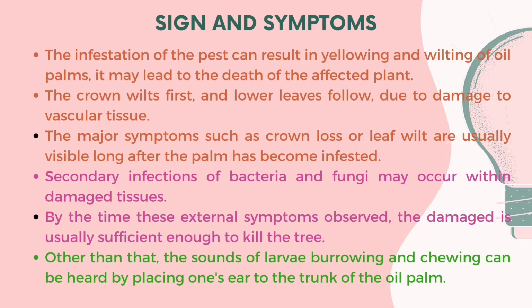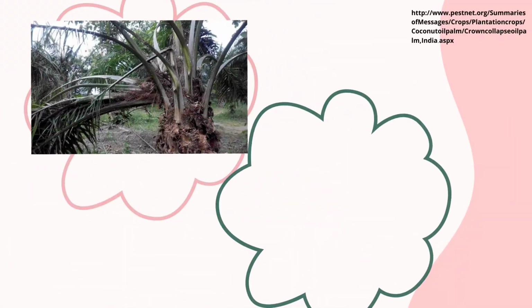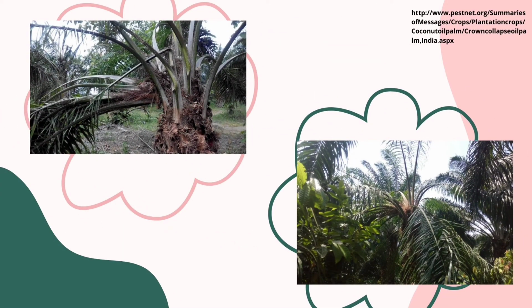By the time these external symptoms are observed, the damage is usually sufficient to kill the tree. Other than that, the sounds of larvae burrowing and chewing can be heard when we place our ear to the trunk of the oil palm. Based on these two pictures in the slide, we can see that the crowns of the palm are wilting.